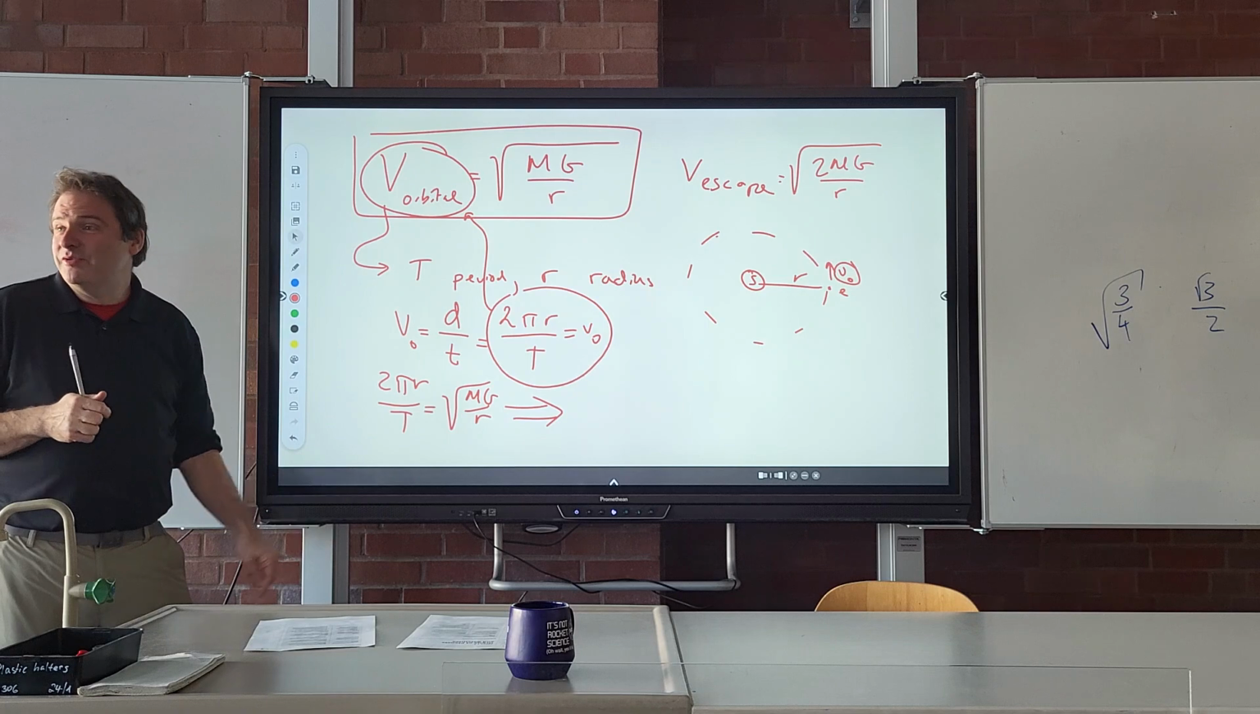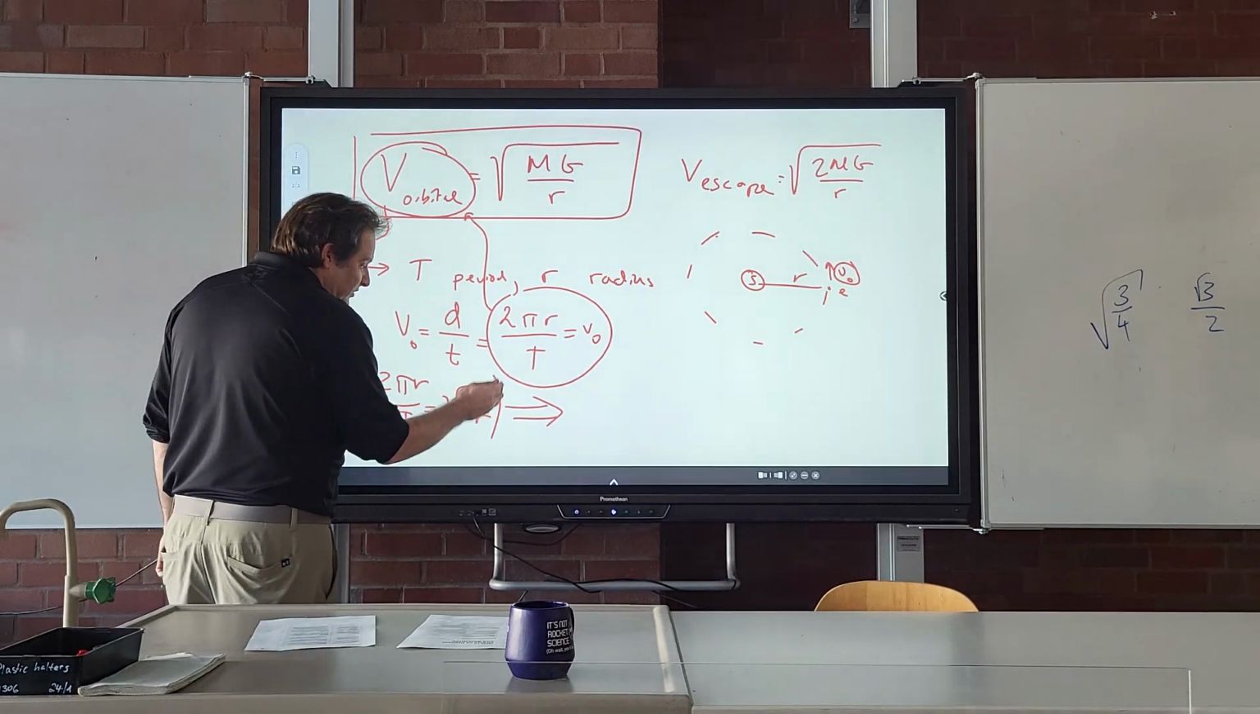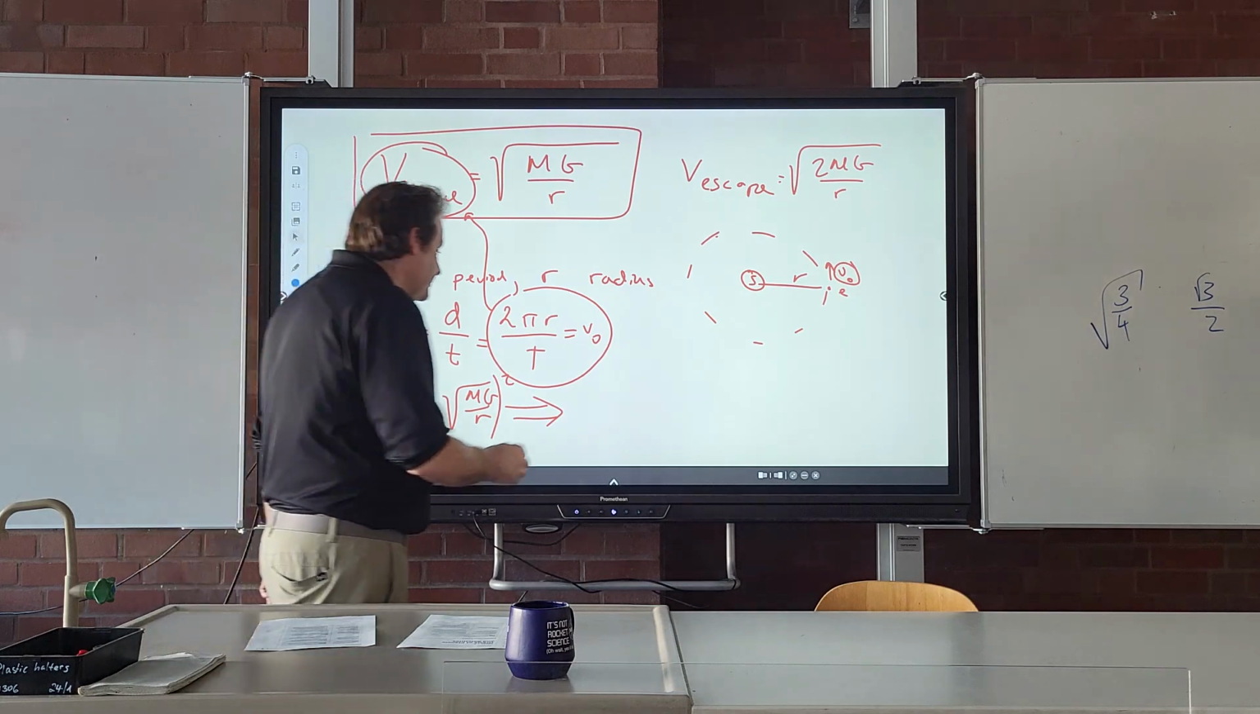Do you like the square root? No. I don't like the square root either. How about we square both sides of the whole equation? That sounds good? Let's square the whole equation.